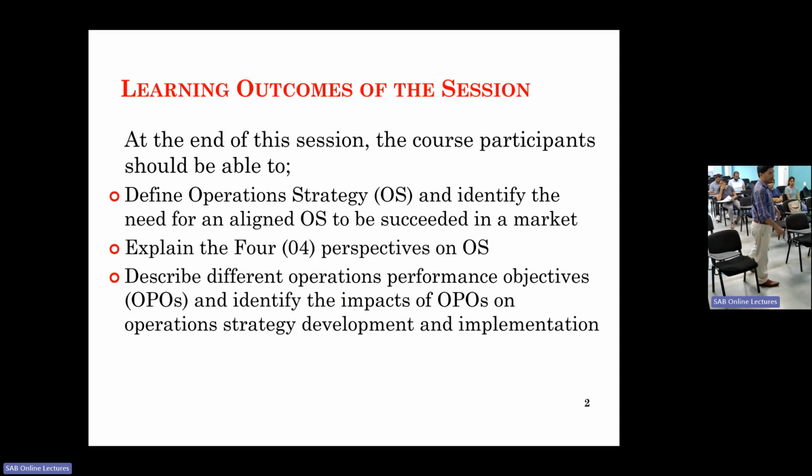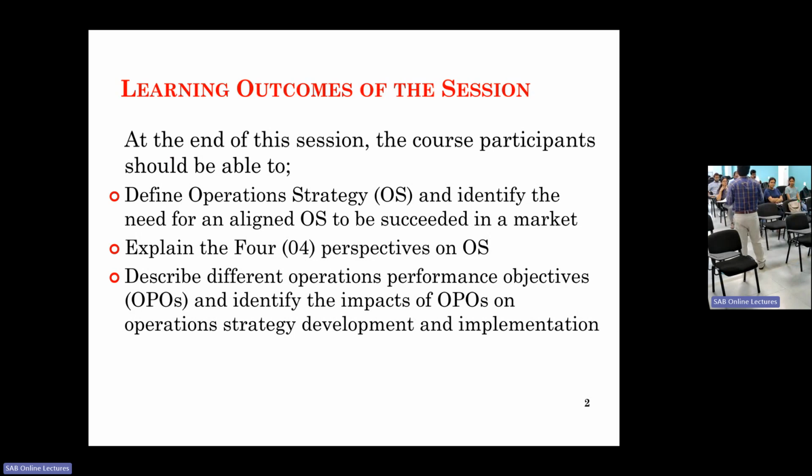And then, of course, in developing strategy for the operations function, we identify that most successful companies, successful industries, successful businesses are basically focusing on certain areas, a certain direction. Most of the successful businesses develop their strategies based on a certain direction, keeping certain objectives in their mind. We call them operations performance objectives.